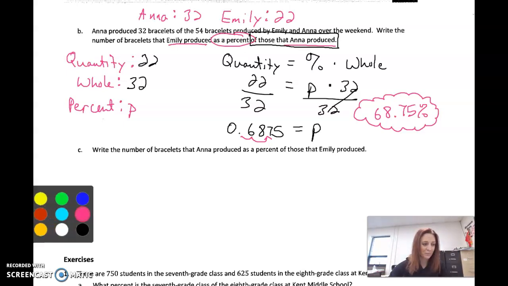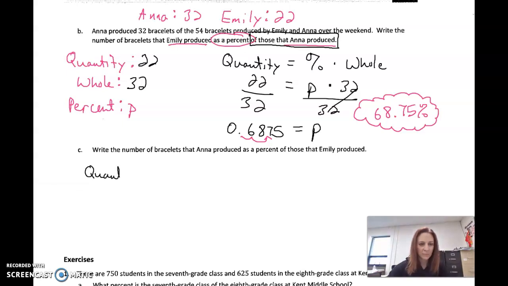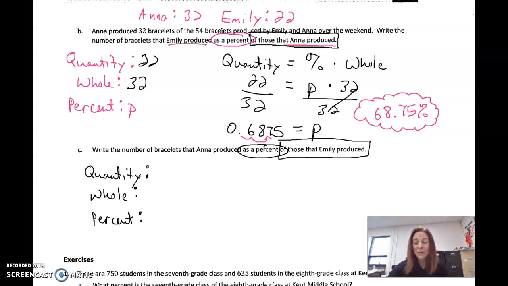One more, real quick. Quantity, whole, percent. Write the number of bracelets that Anna produced as a percent of those that Emily produced. See that keyword of right here? Okay, so it's the same information here. I don't know what the percent is. Of those that Emily produced, of, remember, is my whole. So Emily now, put 22 here, which means Anna's 32 is our quantity. All we did here is switch these two around because we switched Emily and Anna around.